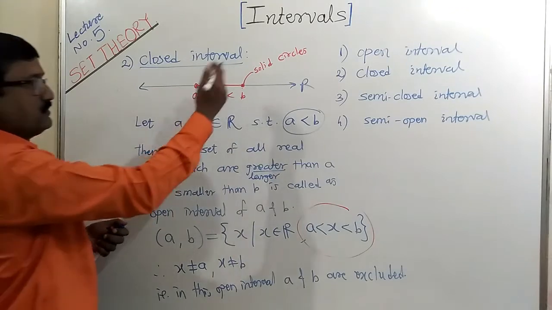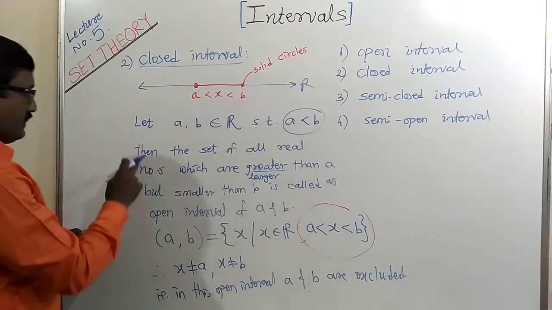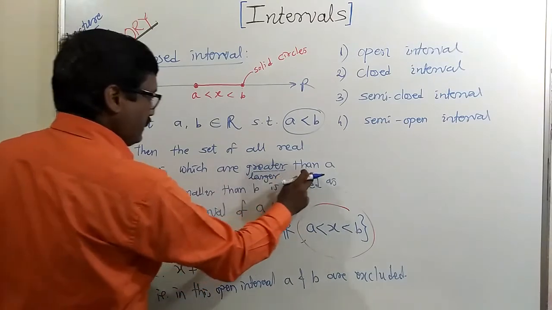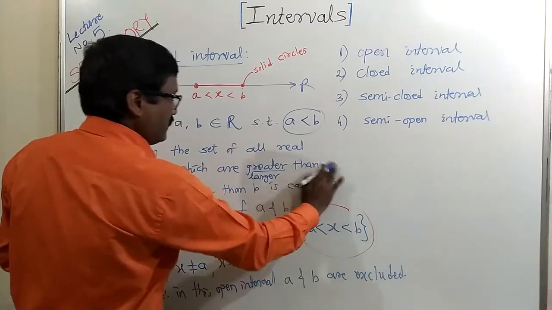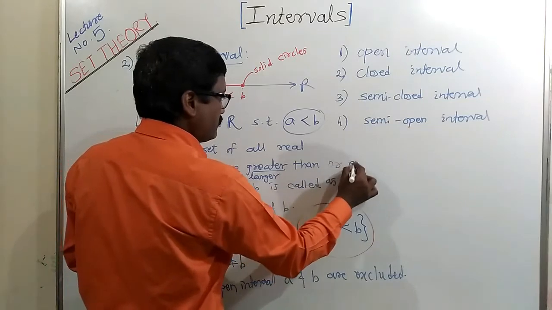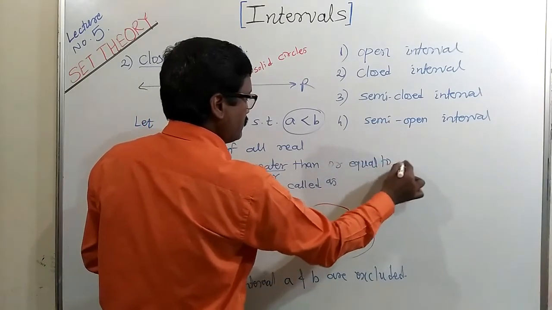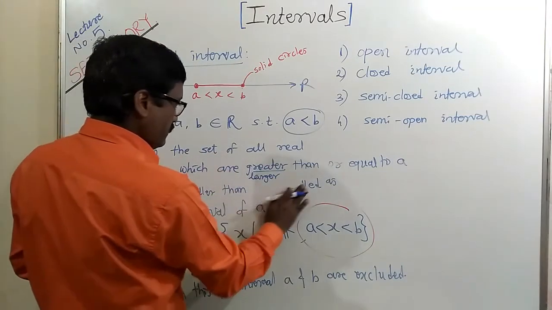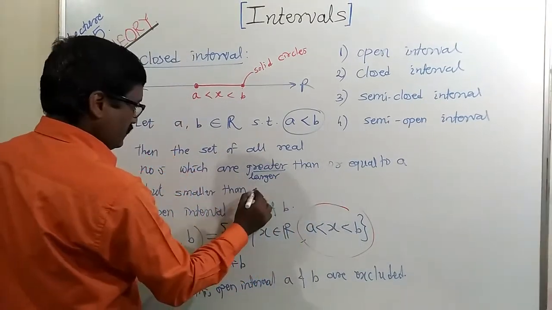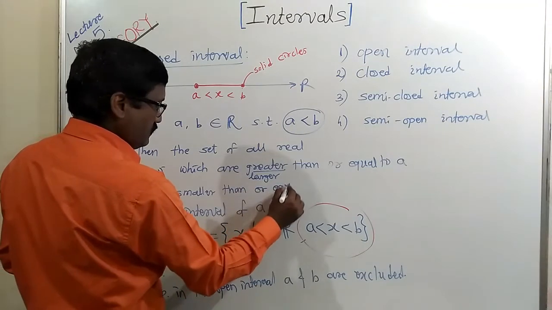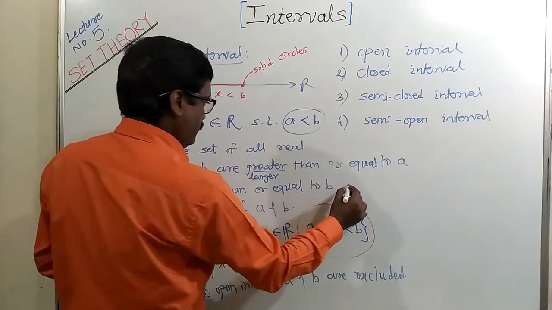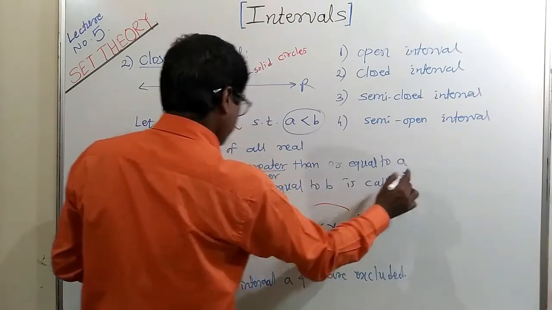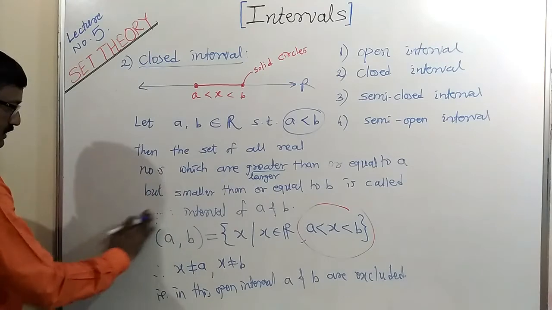So here let A and B belong to R such that A is less than B, because A is to the left and B is to the right on this real number line. Then the set of all real numbers which are greater than or equal to A, but smaller than or equal to B, is called the closed interval.